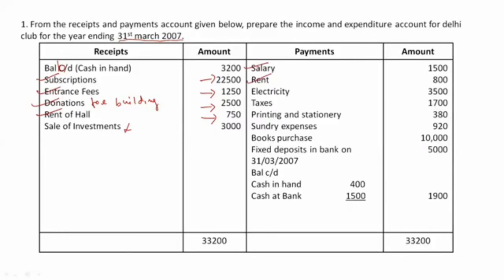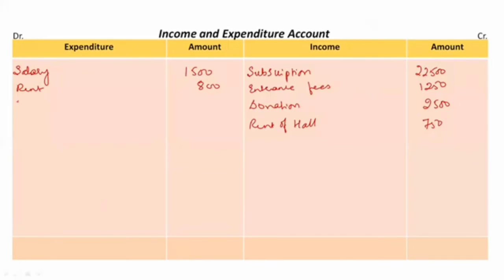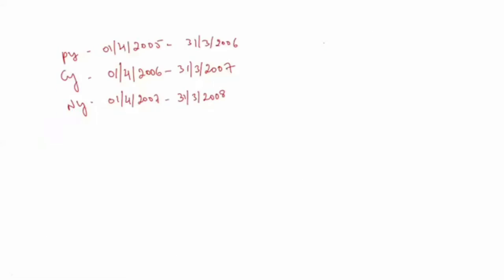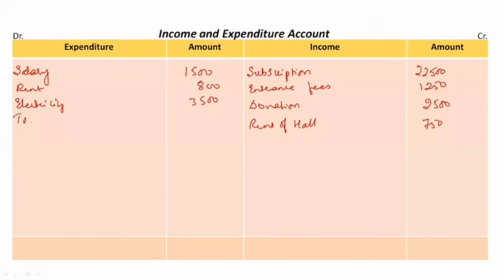Rent is done. We have electricity. It's nothing but electricity charges or electricity bill. Again, we have to pay this every month. It's my revenue item, rupees 3,500 in the expenditure side. Then taxes: we know again we have to pay taxes regularly to the government, rupees 1,700 in the expenditure side.